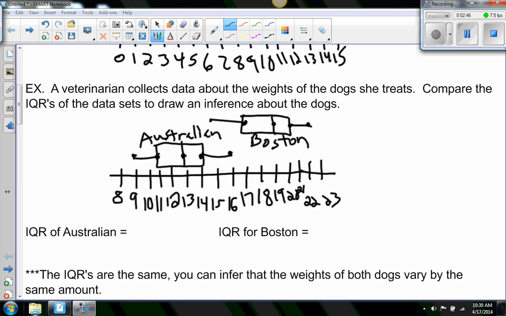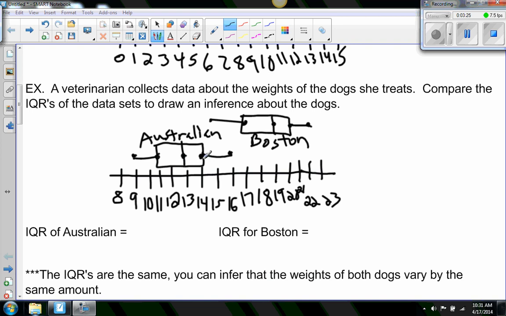All right, so here I have drawn another box and whisker plot, but this is a double box and whisker plot because I'm comparing 2 different types of dogs, an Australian Terrier and a Boston Terrier. I have all the points drawn here, and we're going to take a look at them. It says a veterinarian collects data about the weights of the dogs she treats. Compare the IQRs, the interquartile range is what that means, of the data sets to draw an inference about the dogs. Well, interquartile range is really easy. All you have to do is take the upper quartile minus the lower quartile. So the 2nd and the 4th dots, if you were paying attention to what I just went over.